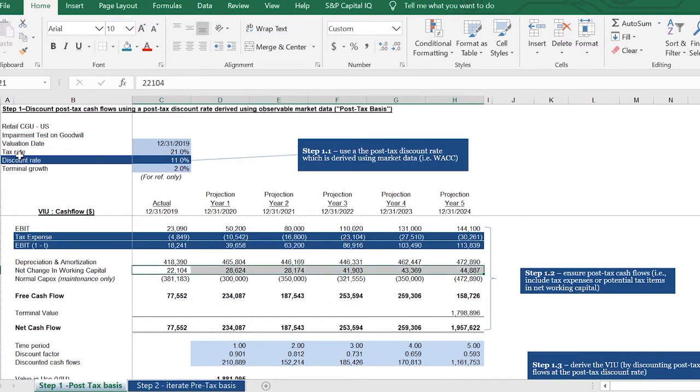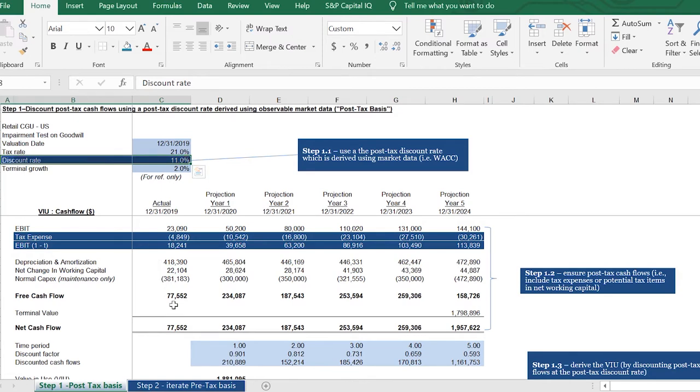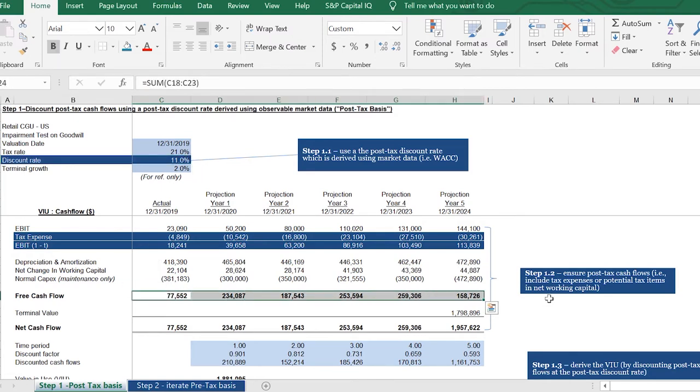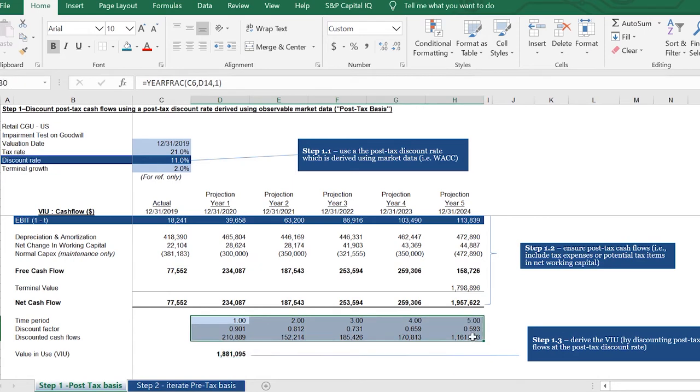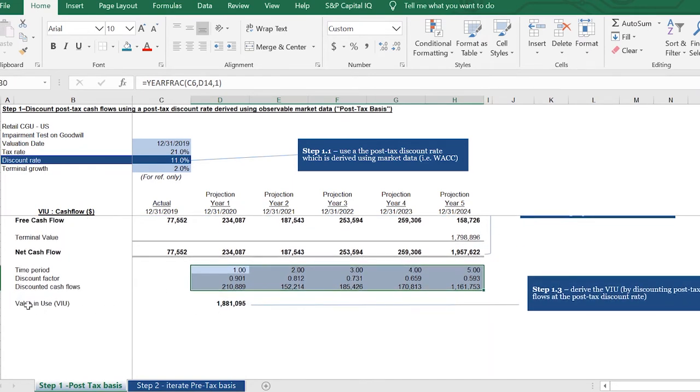So we have a post-tax discount rate and we have our post-tax free cash flows. Step 1.3 says derive the VIU by discounting post-tax cash flows at the post-tax discount rate. And I've done my discounting and I have come up with my VIU of around 1.8 million, 1.9 million.